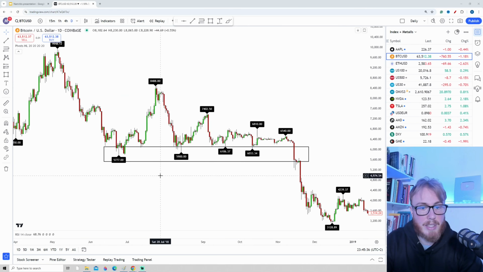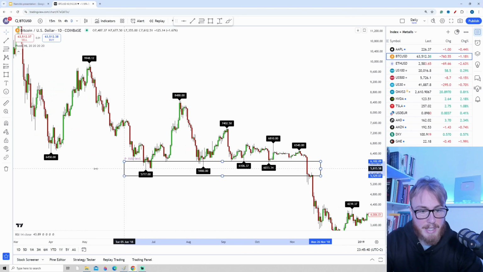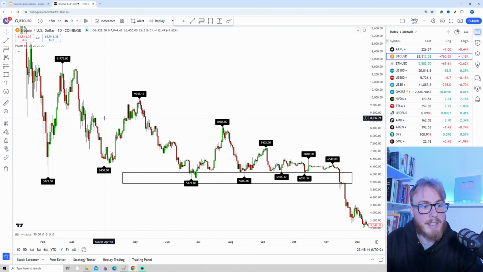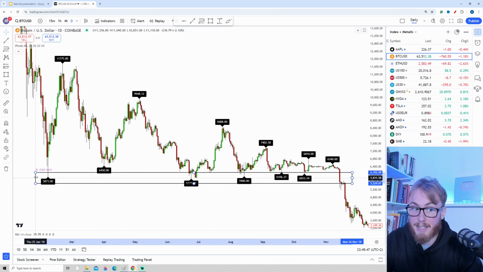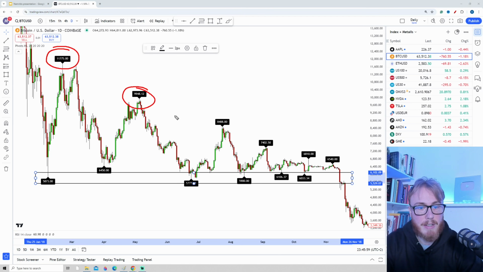Another interesting thing we can notice here is that while we had this support area right here, we also printed lower highs. So as you can see, and by the way, if we drag this area out even longer, you can see even more significant touches. So this was a really strong support level. But what I want to show you guys here is that here we have one high. We have a lower high, lower high, lower high, lower high, lower high.